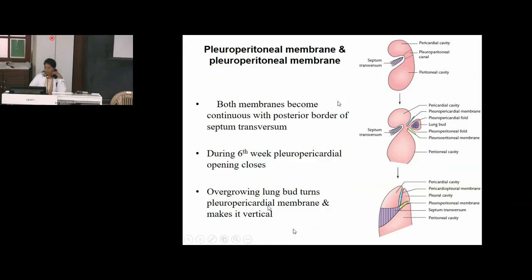Now the overgrowing lung bud turns this pleuropericardial membrane and makes it vertical. So here we can see this pleuropericardial membrane was oblique, right? Now here in the lower part we can see the pericardio-pleural membrane. It becomes vertical due to the growth of the lung. From where is the heart developing? Which germ layer? Mesoderm. From where is this lung developing? Endoderm, right? So this is growing faster.